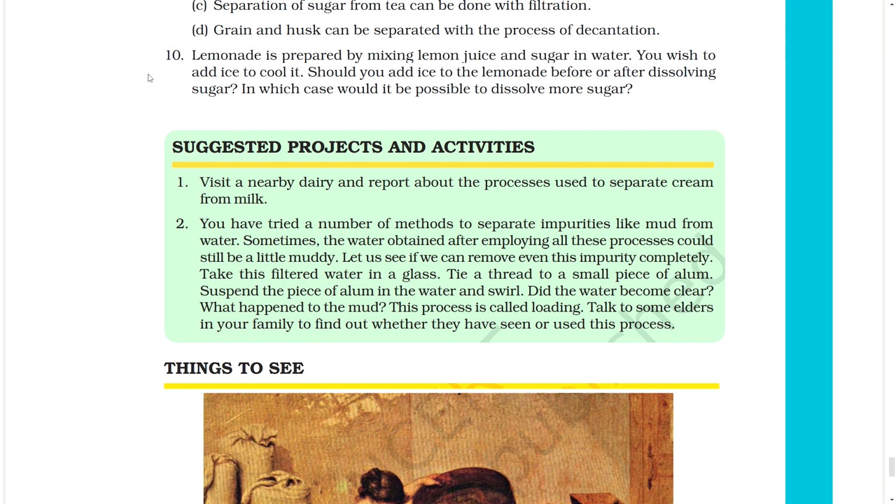2. You have tried a number of methods to separate impurities like mud from water. Sometimes the water obtained after employing all these processes could still be a little muddy. Let us see if we can remove even this impurity completely. Take this filtered water in a glass, tie a thread to a small piece of alum. Suspend the piece of alum in the water and swirl. Did the water become clear? What happened to the mud? This process is called loading. Talk to some elders in your family to find out whether they have seen or used this process.